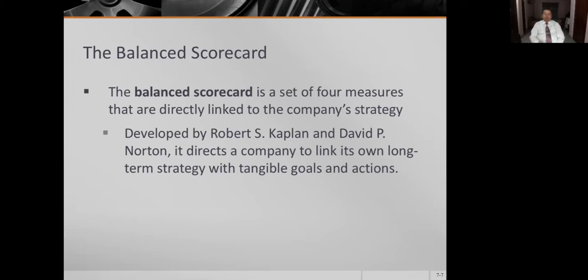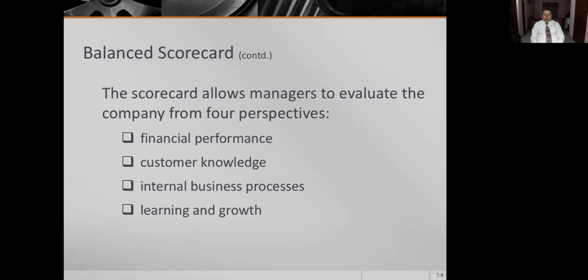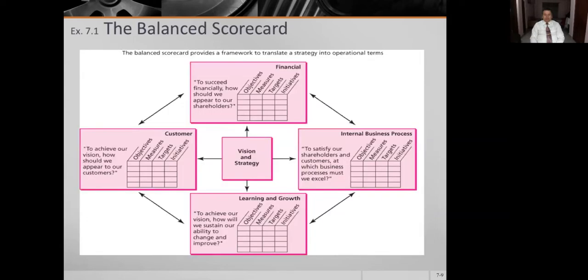Yes, you need to report to the stock market for the profitability, but for internal metrics, what you can do? These are four dimensions: financial performance, customer knowledge, internal business processes, and then learning and growth. So you can use these dimensions for internal metrics. And these are the ideas that you can actually have, serving the vision and strategy as a focus core inside the organization.